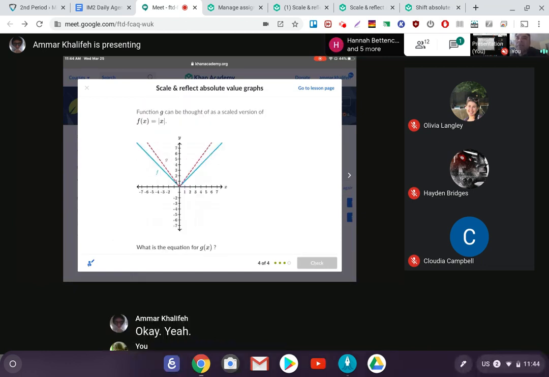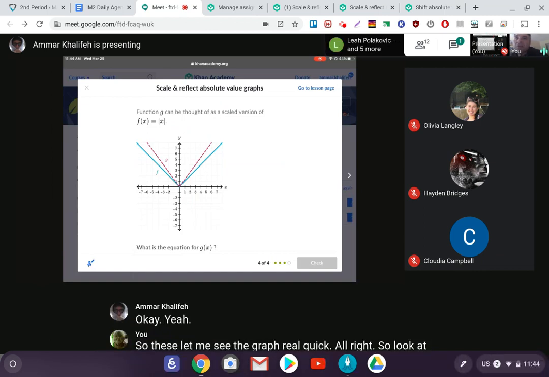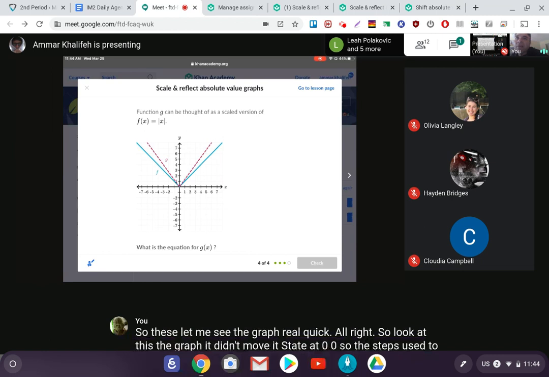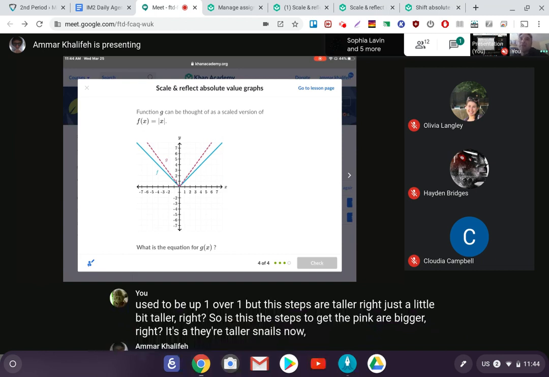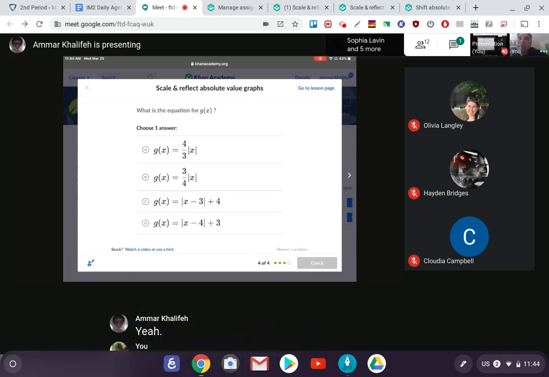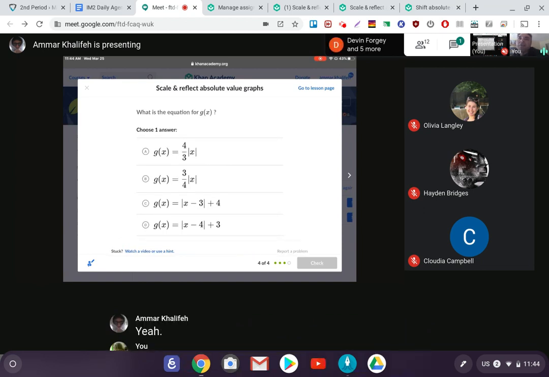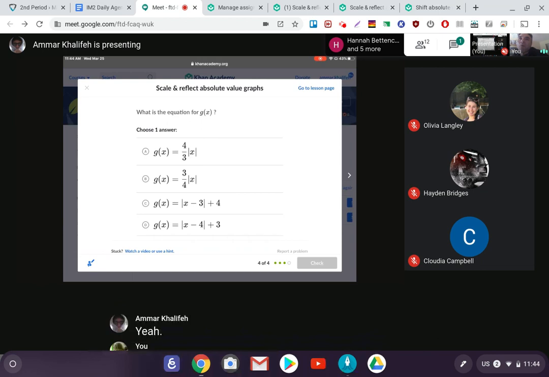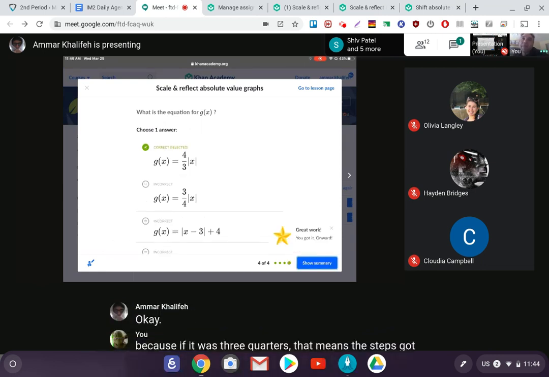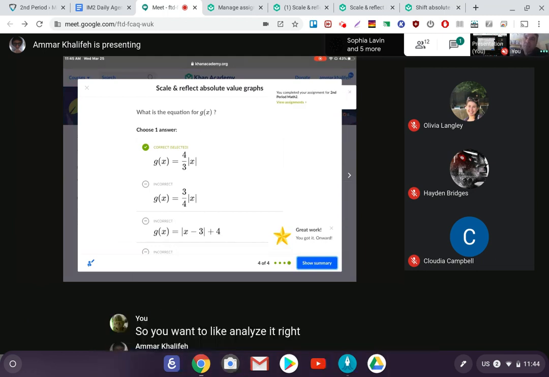Let me see the graph real quick. All right, so look at this. The graph didn't move. It stayed at 0, 0. So the steps used to be up 1 over 1, but these steps are taller, right? The steps to get to the pink are bigger. Now let's look at the possible answers. C and D are wrong because they shifted the vertex up, right? Make sense? Now, which one is bigger, 4/3 or 3/4? 4/3 is bigger. So the steps got bigger, so you know it's got to be A. Because if it was 3/4, that means the steps got smaller. They used to be 1, now they're 3/4. So you want to analyze it: did the steps get bigger or did they get smaller?